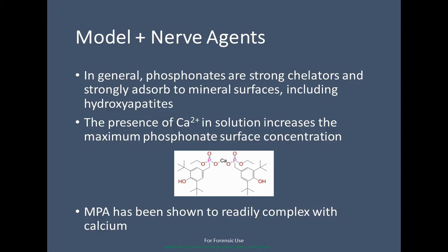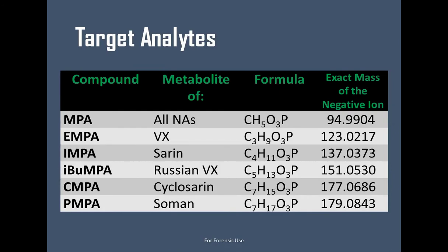So in general, phosphonates will be strong chelators, and they should absorb strongly to mineral surfaces, including these hydroxyapatites. And of course, calcium present increases this ability to absorb. And it has also been shown that MPA forms a strong complex with calcium. And so there's a reason behind this, and why bone would be a realistic matrix to go and look for these chemicals to help understand what might have happened during a chemical exposure. And so these are the chemical target species that we're interested in for this study primarily.